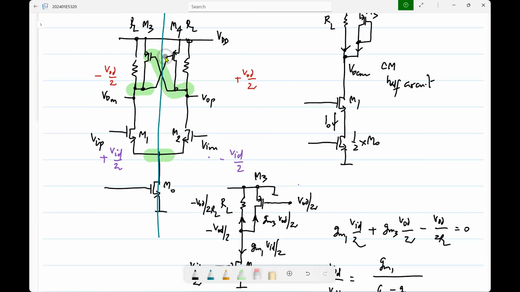Which side? Where is the capacitance? Right. But it is still symmetrical. This has some CGS and then some CDB, right? And this also has some CGS and some CDB. Okay. So, these two will be part of the differential half circuit, right? Well, actually, that's a good question. So, let us see.